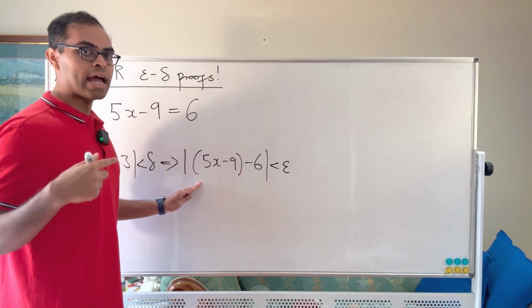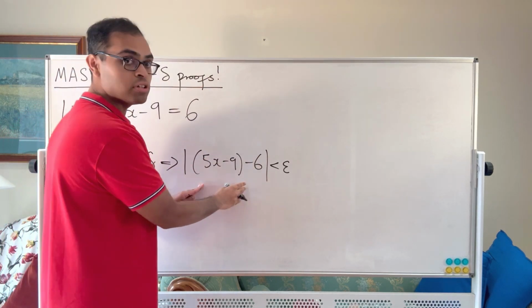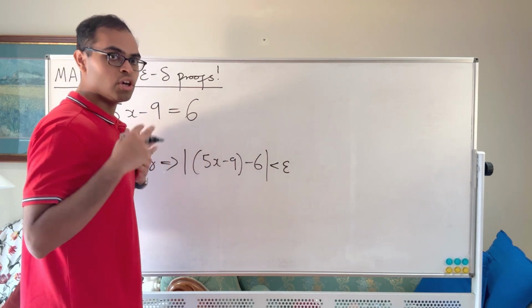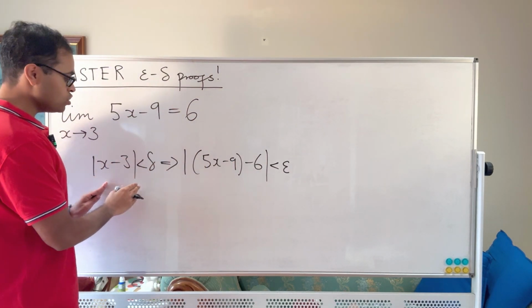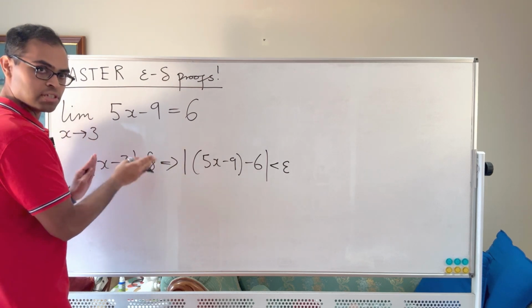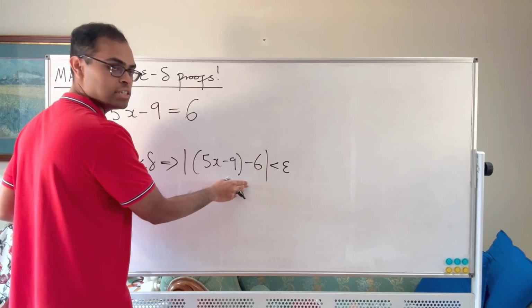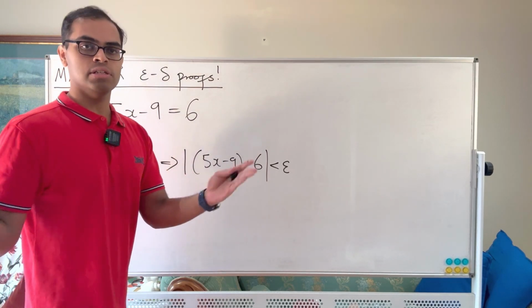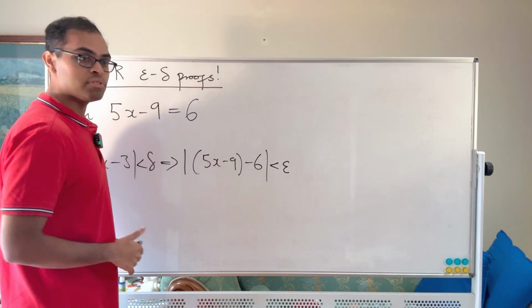Another way of saying that is that for each epsilon greater than 0, for each degree of closeness from 5x minus 9 to 6 that I choose, you can find a degree of closeness from x to 3 that ensures that as long as the absolute value of x minus 3 is less than delta, 5x minus 9 minus 6 is going to be sufficiently small. So the delta we want to find is going to be solved in terms of epsilon.